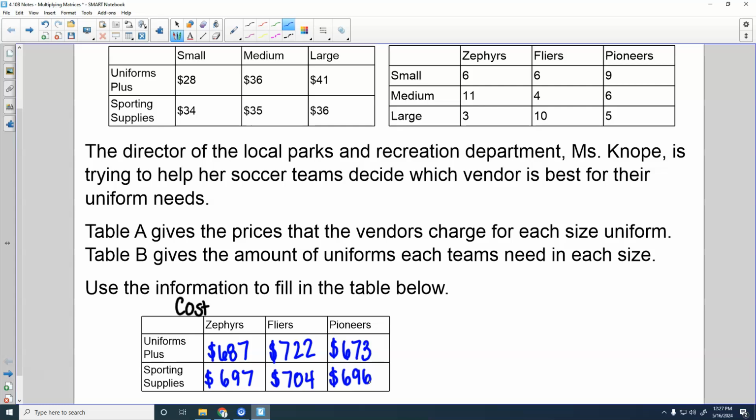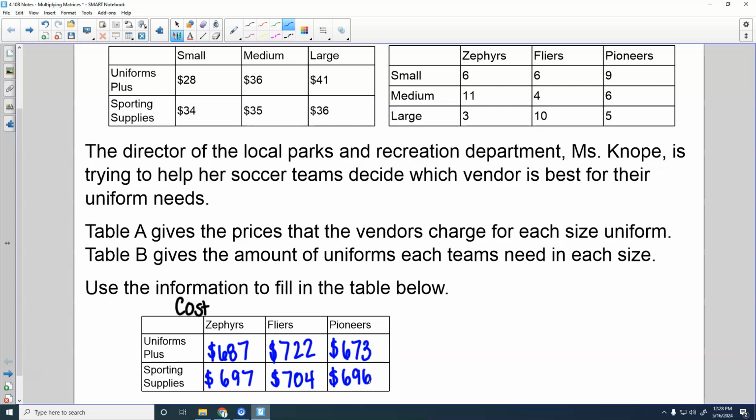Oh, and I see what I did. I typed in 770. Okay, yes, you're right. Uniforms Plus. I typed that in wrong. So Uniforms Plus is going to be cheaper if they're ordering them all together.